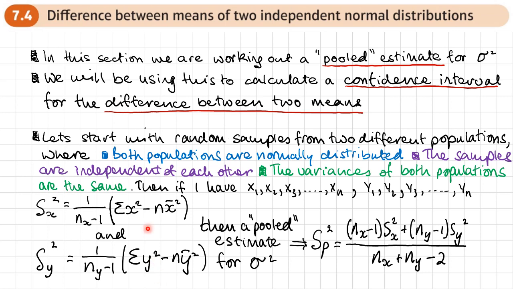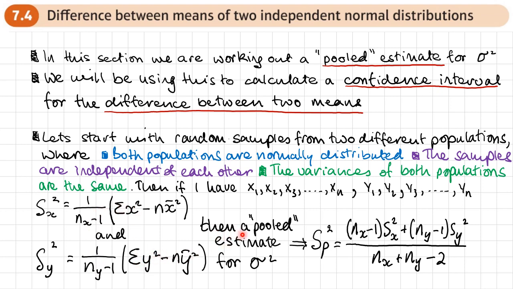So if I have a certain number of samples from one population, population X, and another set of independent random samples from population Y, then an unbiased estimator for the variance of population X is going to be this formula. We're used to seeing that, we've seen that before. And then an unbiased estimator for the variance of population Y will be this, so it's the same formula up here, just with Y's in it.